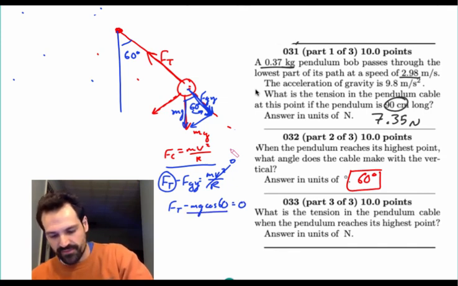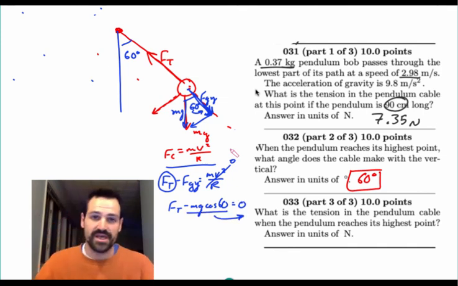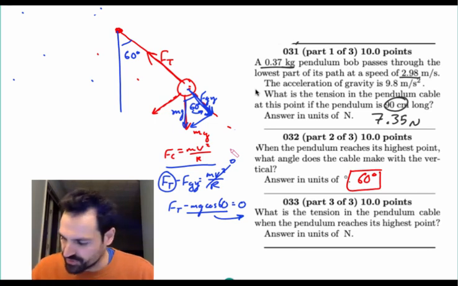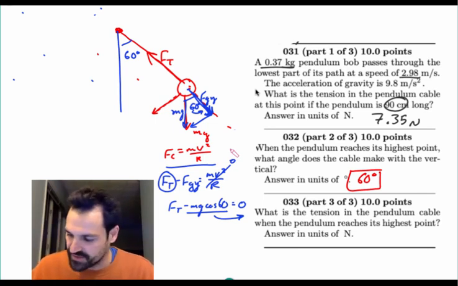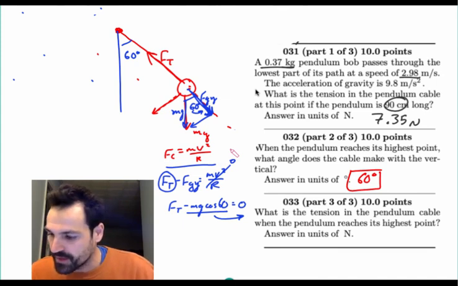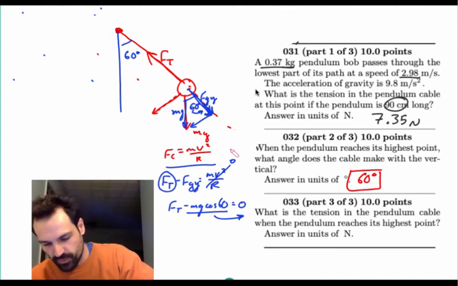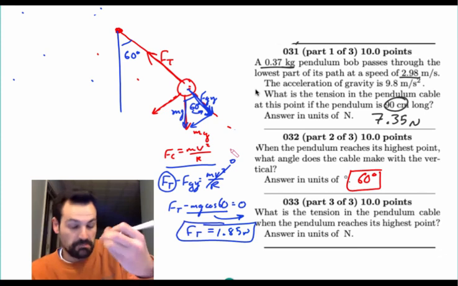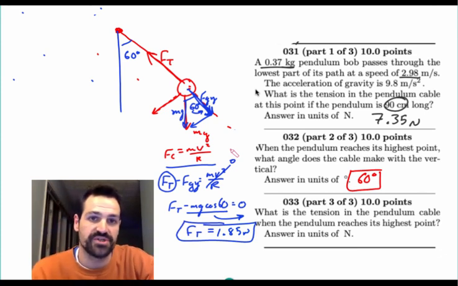So now we can bring mg cosine 60 to the right-hand side. The mass is 0.37 times gravity of 10 is going to give us 3.7 times cosine of 60, which is going to be 1.85 newtons. So the tension at position C is equal to the mg cosine theta.